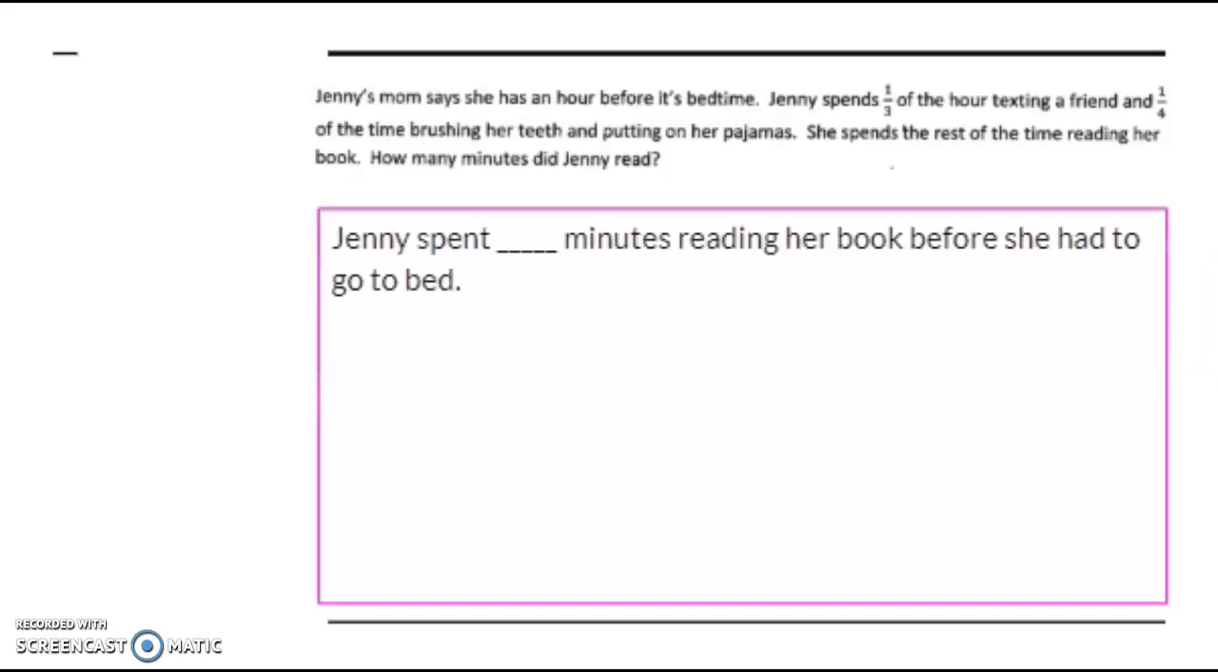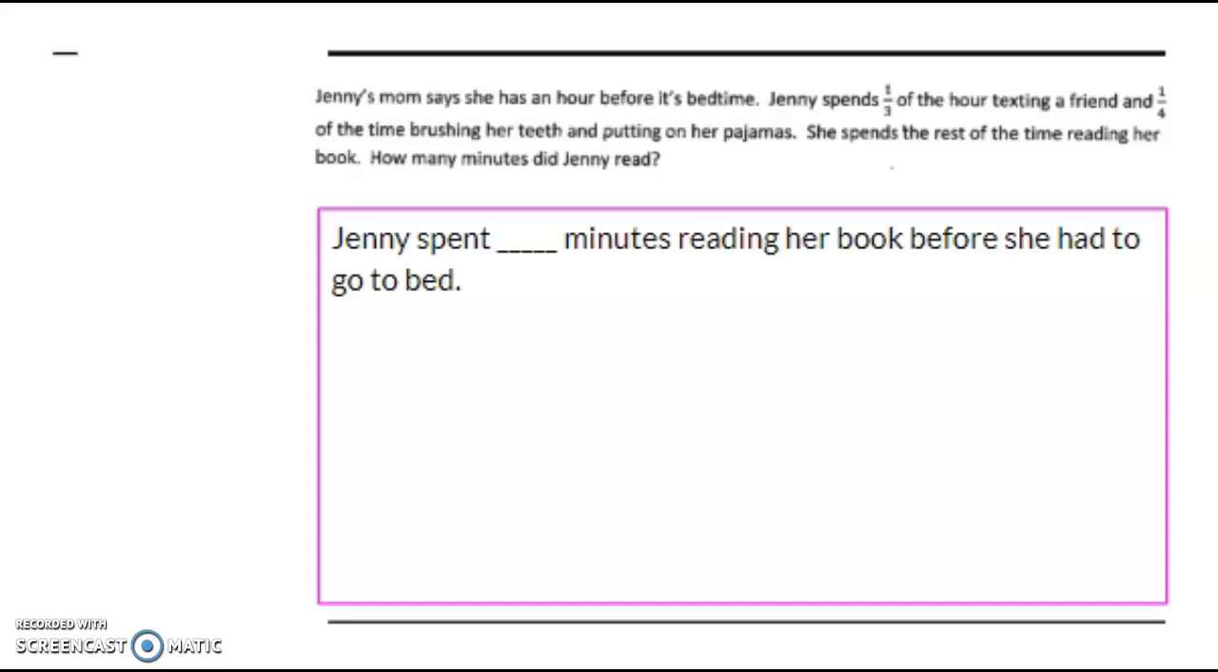So the next one is our answer statement. Jenny spent blank minutes reading her book before she had to go to bed. You can come up with a more interesting one, or you can come up with a more interesting answer to it. Just remember that we are looking at the question, how many minutes did Jenny read?